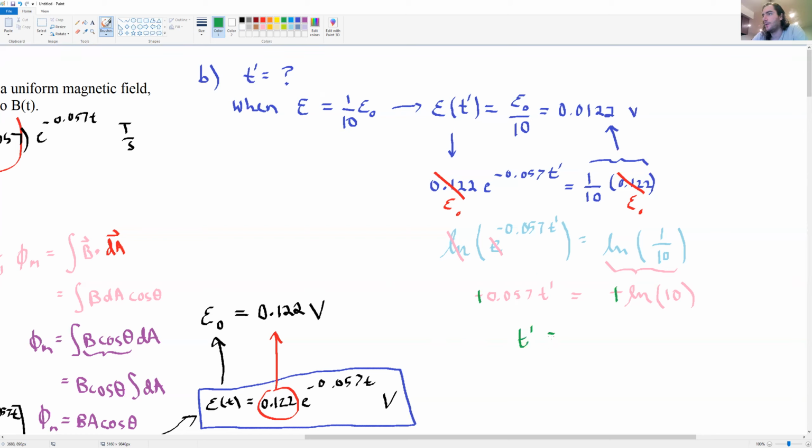So t prime is natural log of 10 divided by 0.057. And this comes out to roughly 40 seconds, 40.4 seconds to be a little bit more precise. So give me a thumbs up if you followed along there and it makes sense. Let me know if you have a question.